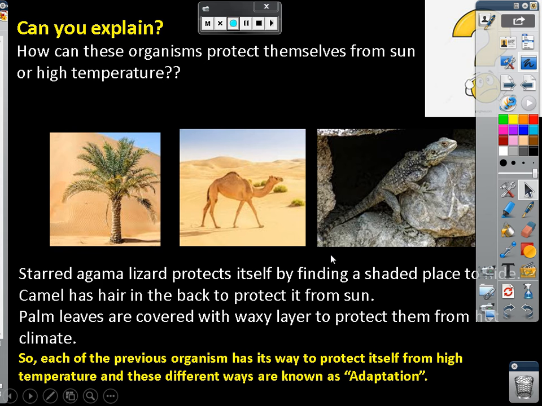The spiny-tailed agama lizard protects itself by finding a shaded place to hide in. The camel has hair on its back to protect it from the sun. Palm tree leaves are covered with a waxy layer to protect them from the very, very high temperature. So all these organisms have their own way to protect themselves.